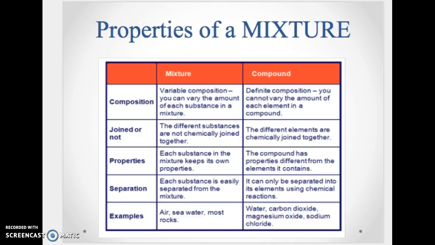So I have a handy dandy little table here. You do not need to copy this down. It just helps you differentiate between mixtures and compounds as far as composition, are they joined or bonded, some properties, how they are separated, and then some examples. So we have an example of mixture would be air, seawater, most rocks. Compounds would be water, carbon dioxide, magnesium oxide, sodium chloride. The list goes on and on and on.